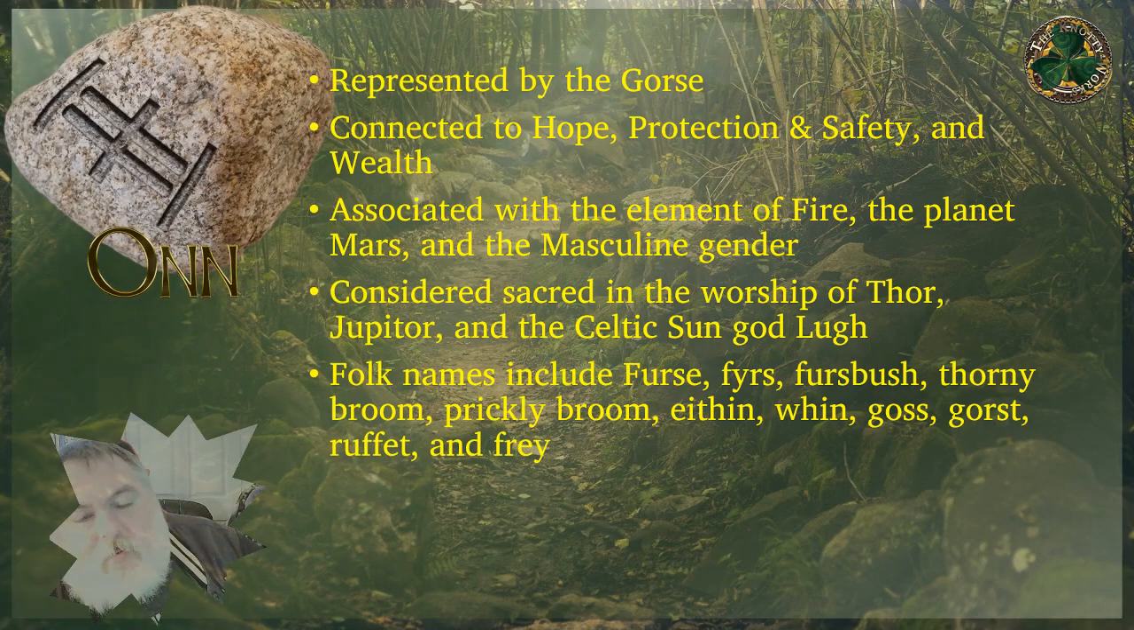We have Onn, which is 2 lines, represented by gorse. Also broom, so I think it's part of the plant. Furze is another word for it. Connected to hope, protection, safety, and wealth. Associated with the element of fire, the planet Mars, and the masculine gender. Considered sacred to the worship of Thor, Jupiter, and the Celtic sun god Lugh. Folk names include Furze Bush, Thorny Broom, Prickly Broom, Ethan, Wind, Goth, Gorse, Wolfit, and Stray. And I believe these are like yellowy flowers, that's why it's kind of like wealth and money.